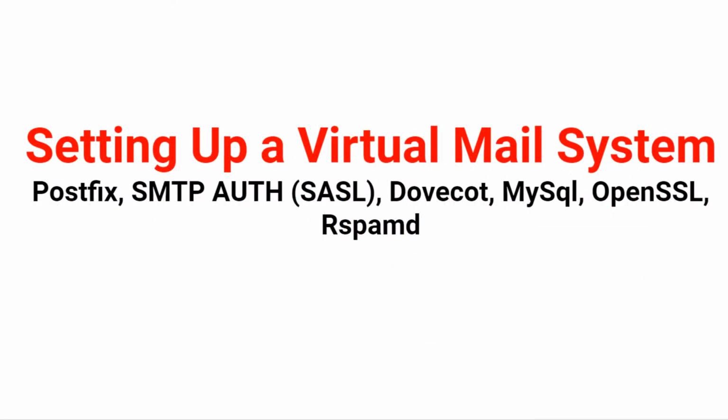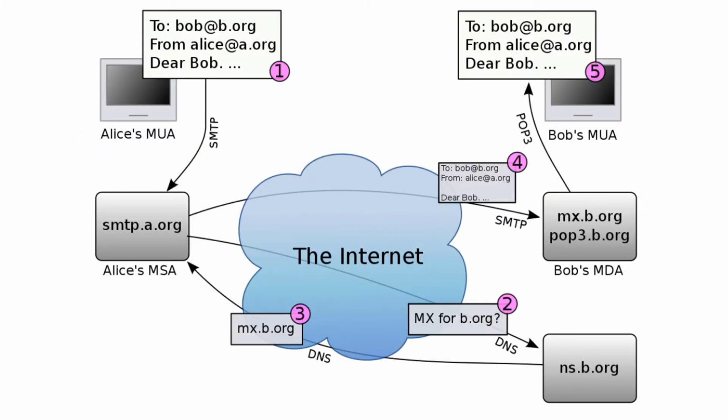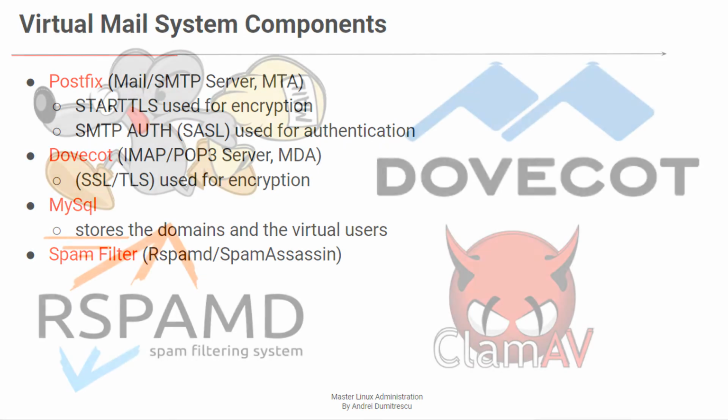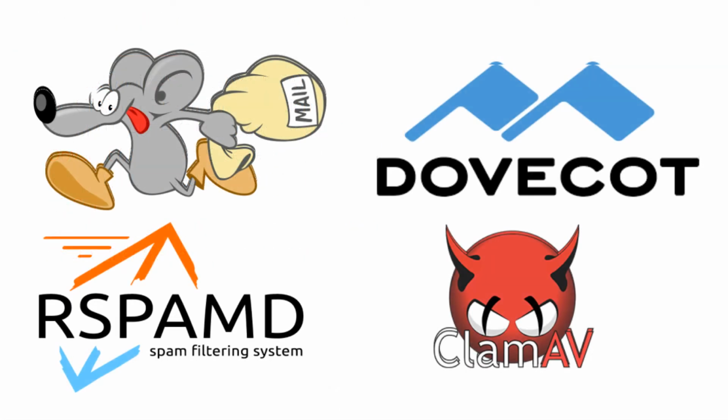The next one will be running a virtual mail server. This is a really complex project that involves lots of steps to follow and has many components. We'll install and configure the Postfix mail server, Dovecot as an IMAP and POP server, SMTP auth for authentication, and OpenSSL with digital certificates for data confidentiality through encryption. We'll integrate an anti-spam system as well.